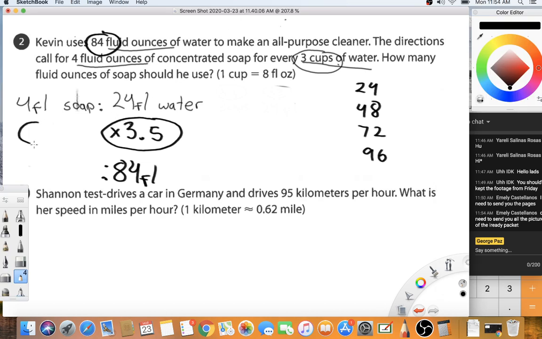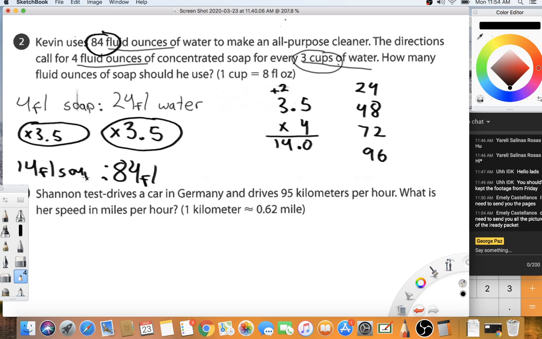Now, that means that I need to multiply this side by 3.5. So this one you can actually show your work for. 3.5 times 4. 12, 13, 14. 1 decimal spot, 14. So that means that Kevin is going to use 14 fluid ounces of soap. Because he used 84 fluid ounces of water, that means that he used 14 fluid ounces of soap. That one's really confusing just because the fluid ounces, the cups of water, has a lot of long measurement words.